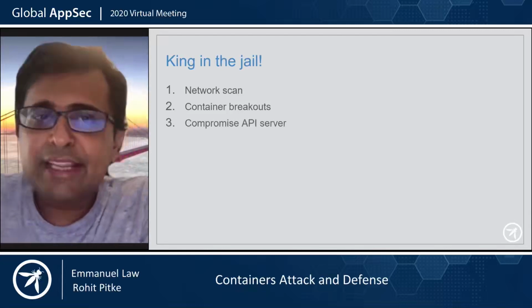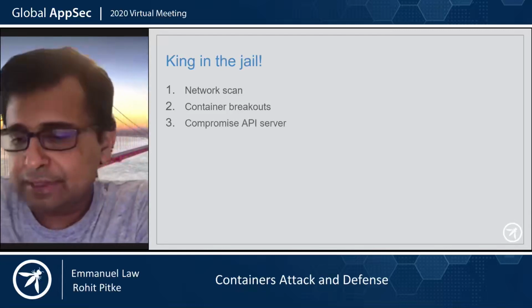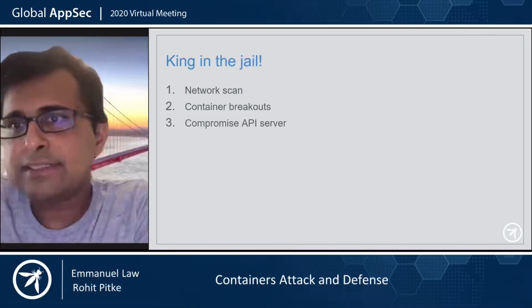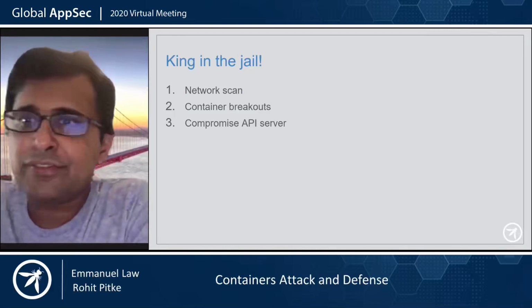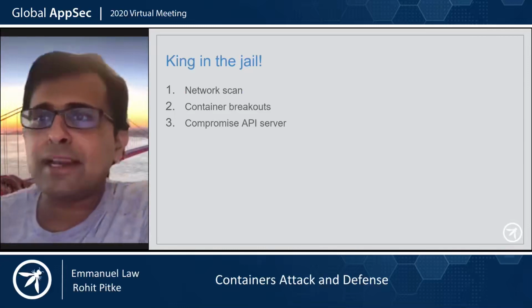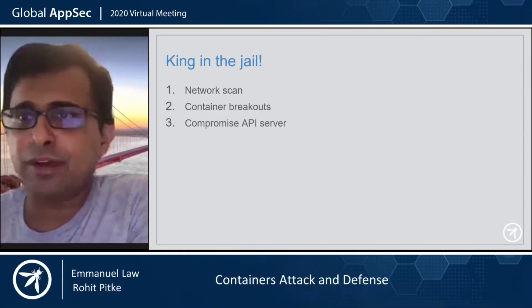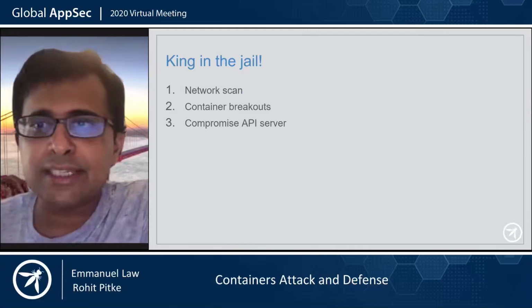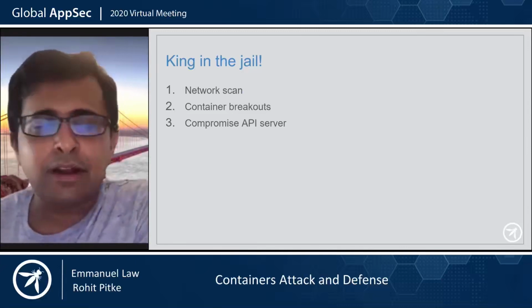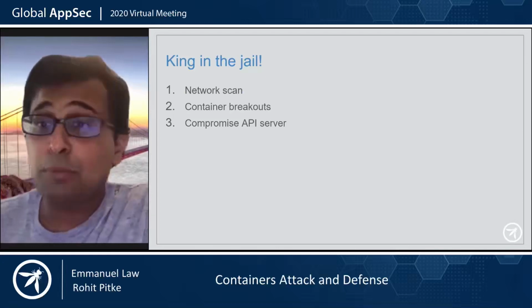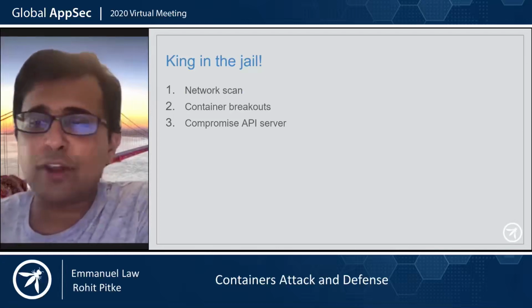Then they can actually try to compromise the API server. Kubernetes provides a control API server, which has a bunch of plugins. It has its own marketplace in which people can push different plugins. There might be vulnerabilities in that. It might be unpatched. It might be just left insecure. So compromising the API server is still an option.